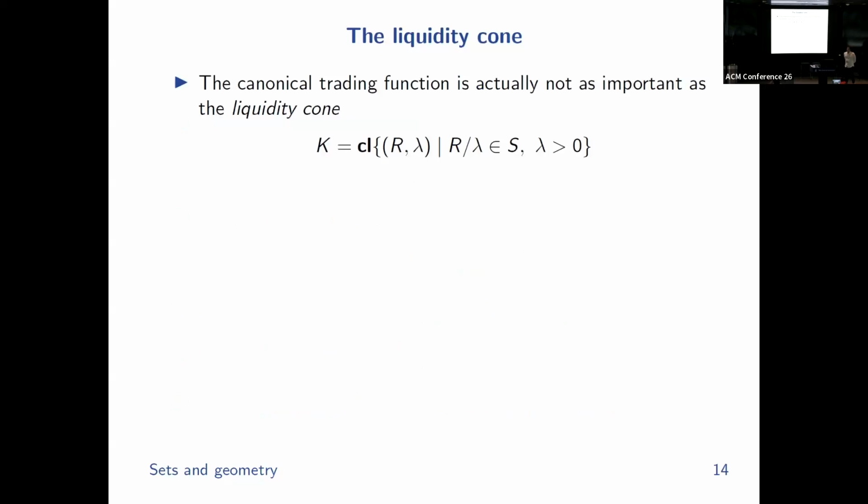Okay. So funnily enough, the canonical trading function plays second fiddle to what I'll call the liquidity cone, which will be one of the objects I'll introduce in a second. And it has a very similar definition, if you notice. It's simply the set of reserves and scaling constants which also lie in the original set. And it's a closure, so I won't get too much into real analysis.